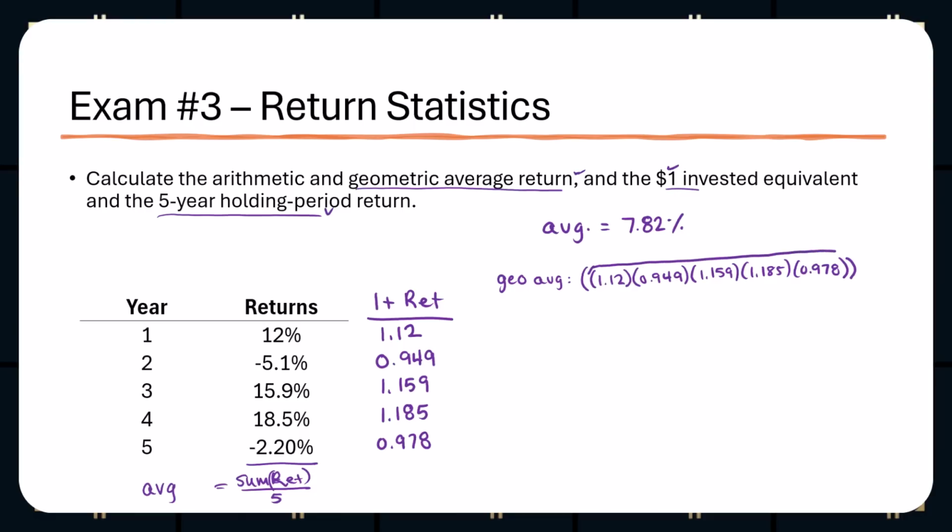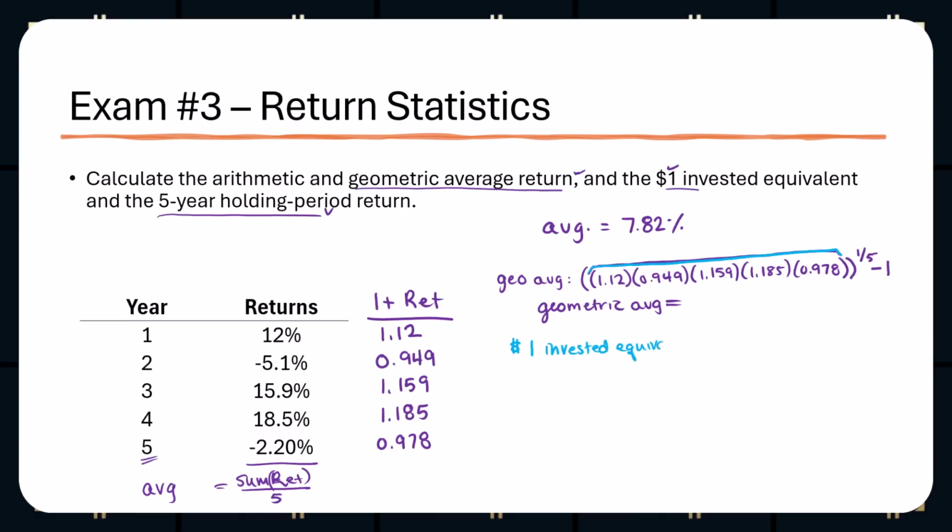We're going to need that number for something else. We'll then raise all of that to the 1 over 5. Why 5? Because n is 5. And then we will subtract 1. That will be the geometric average return. But what we have to remember is that when we take the product of these 1 plus the returns, that is the inside part of this particular equation, what we are finding is the dollar invested equivalent.